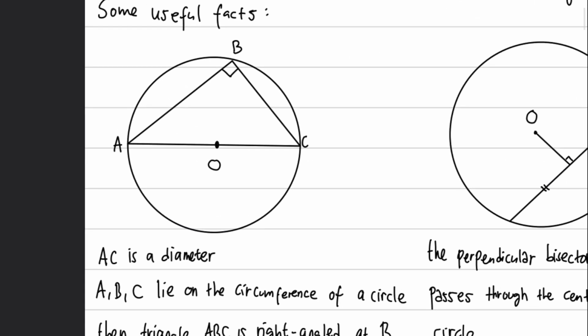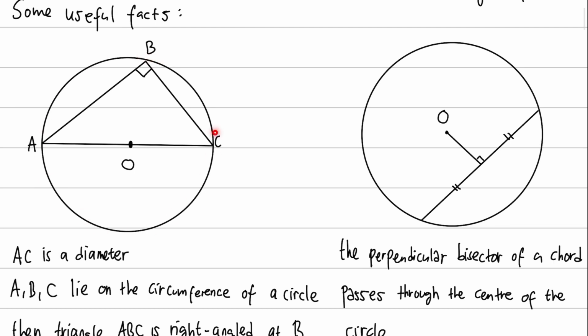The first one: if you have a circle and AC is the diameter, and A, B, and C all lie on the circumference of the circle, then if we construct the triangle, as long as AC is the diameter and B lies on the circle, that means we construct a right angle triangle. And the 90 degrees is at B.